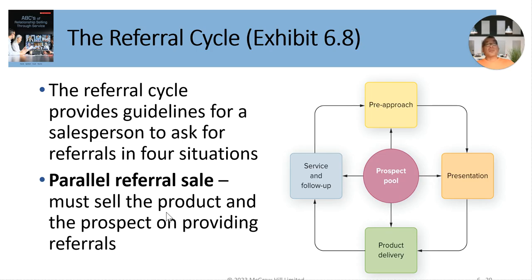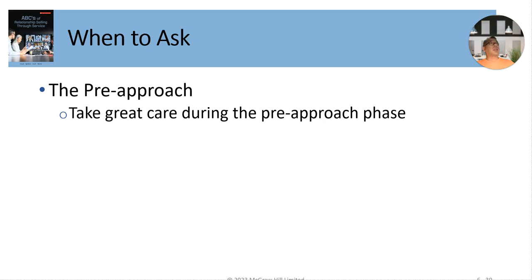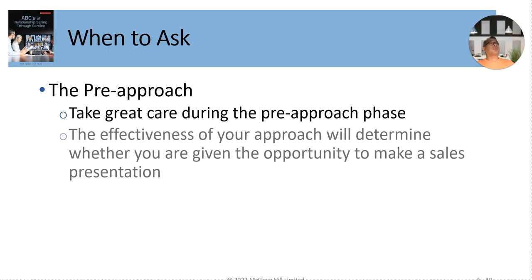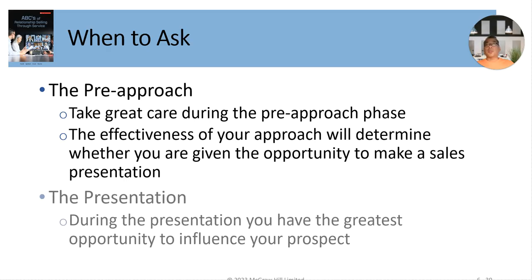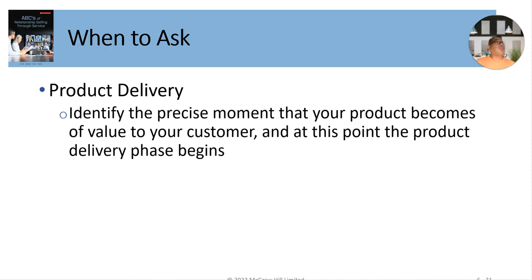To get referrals, a salesperson must sell the product and sell the prospect on providing referrals. Take great care during the pre-approach phase. The effectiveness of your approach will determine whether you are given the opportunity to make sales and presentations. During the presentation, you have the greatest opportunity to influence your prospect. In terms of product delivery, identify the precise moment that your product becomes of value to your customer, and at this point the product delivery phase begins.